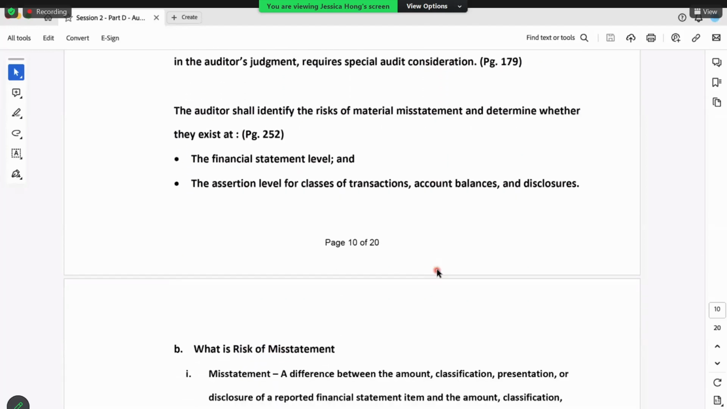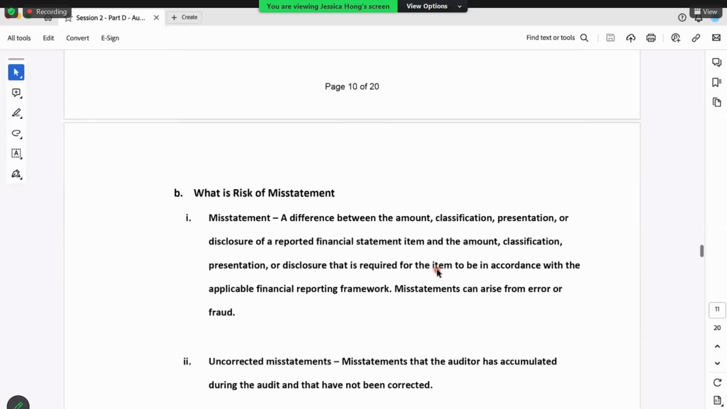The auditor shall identify the risk of material misstatement and determine whether they exist or not. So we begin with the smaller unit, which is the class of transactions, account balances, and disclosure. And then we accumulate all the way, which is called aggregated, all the way to the financial statement.